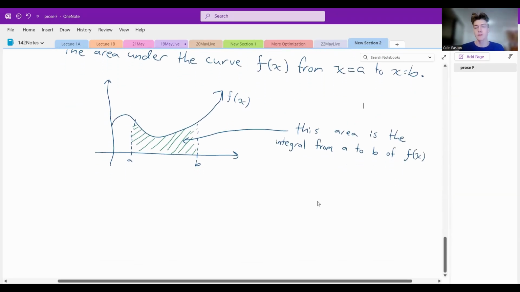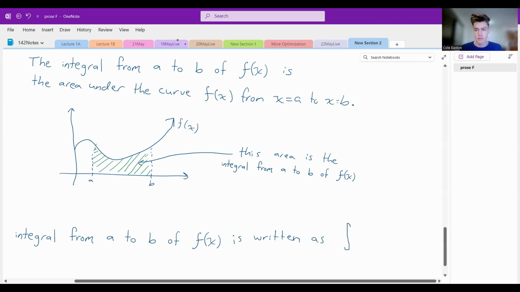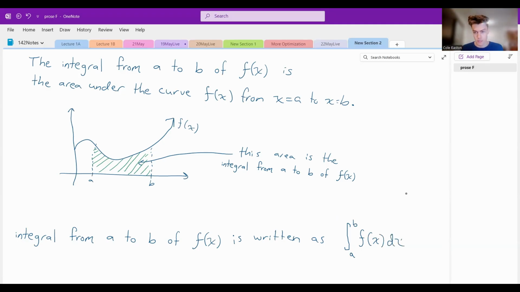Now there's a shorthand notation for this phrase, integral from a to b of f of x, and that is this. We say the integral from a to b of f of x is written as this symbol right here, the integral symbol, from a to b of f of x, and then at the end we write dx. And that says that the x is our variable of integration, basically that we're integrating along the x-axis.